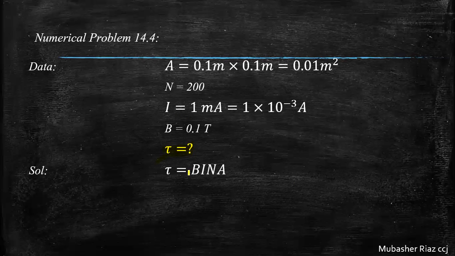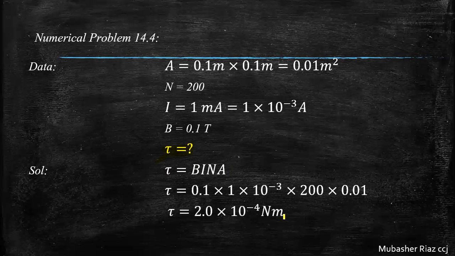We know that the maximum torque is BINA cos θ. This is maximum because cos 0 is equal to 1. So here, by putting all the values B, I, N, and A, the torque produced in the coil is 2 × 10^-4 Newton meter. So this is the value of torque produced in the coil.